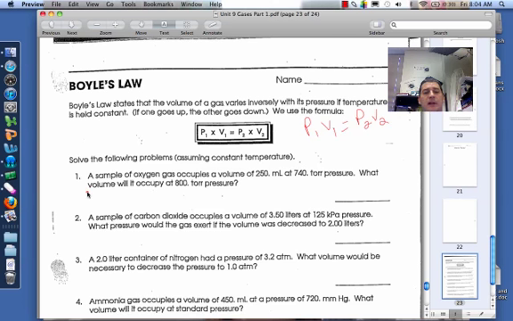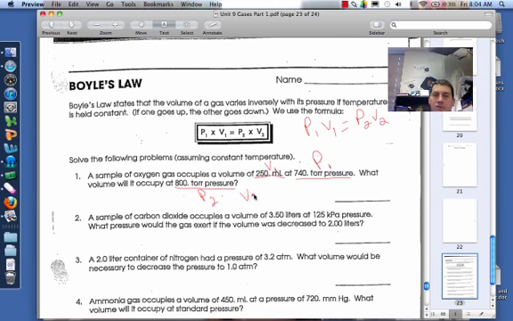Read this problem. It says a sample of oxygen gas occupies a volume of 240 milliliters at 740 torr pressure. What volume will it occupy at 800 torr pressure? Okay, so we have 3 out of the 4 things that we need, so we're good. So this is our V1. It's volume. It's milliliters. Our pressure 1 is going to be its torr pressure, and then pressure 2 is going to be 800. So we're solving for V2, okay?